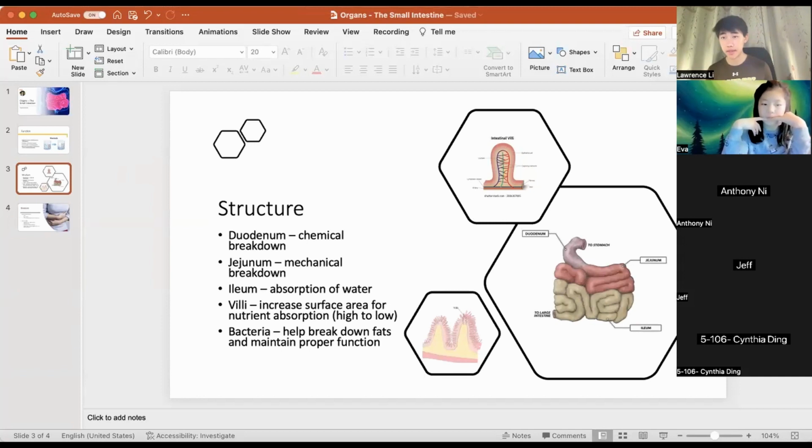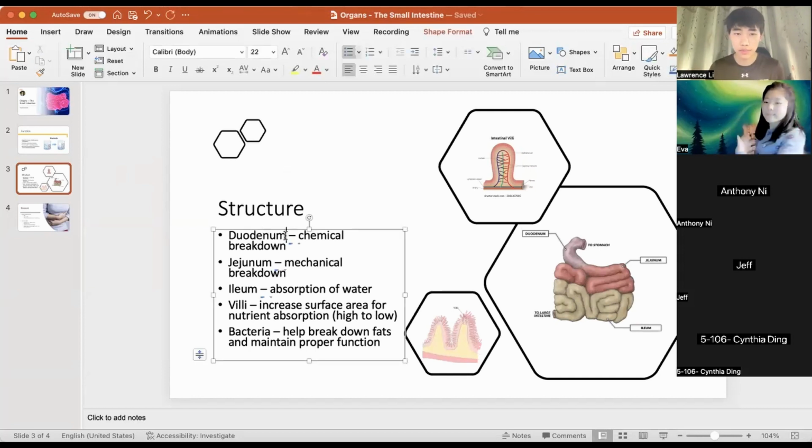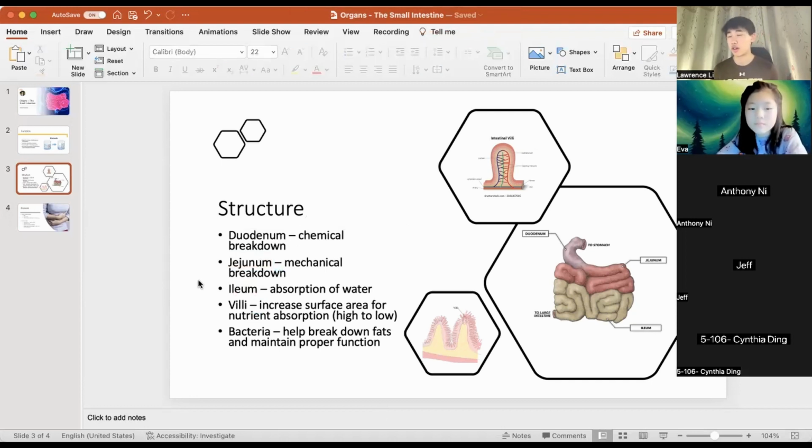Once again, I will repeat them because you guys might not have heard me the first time, and just so it's easier for you to remember, right? The first part of your small intestine is called your duodenum. This connects directly to your stomach. Next, we have your jejunum, which is the middle part of your small intestine. And then lastly, we have your ileum, which connects directly to the large intestine.